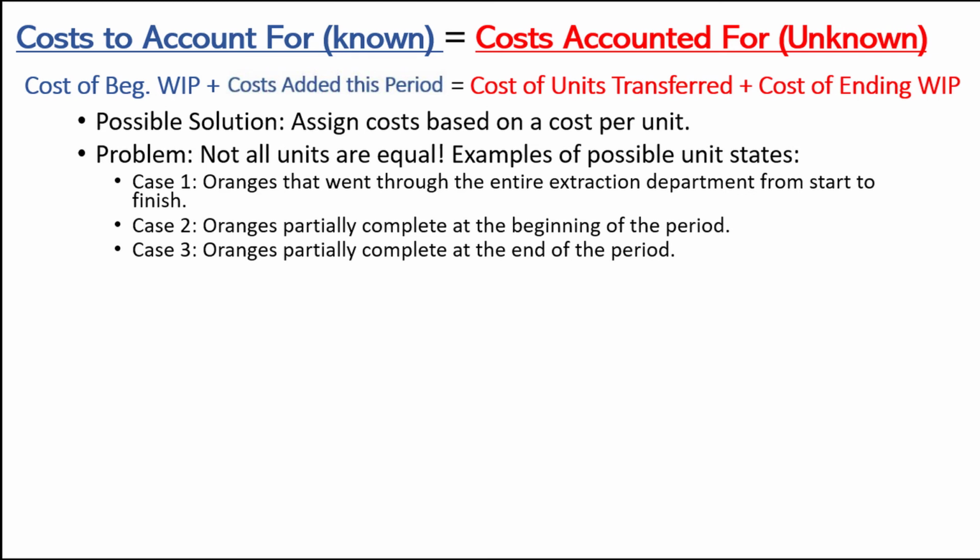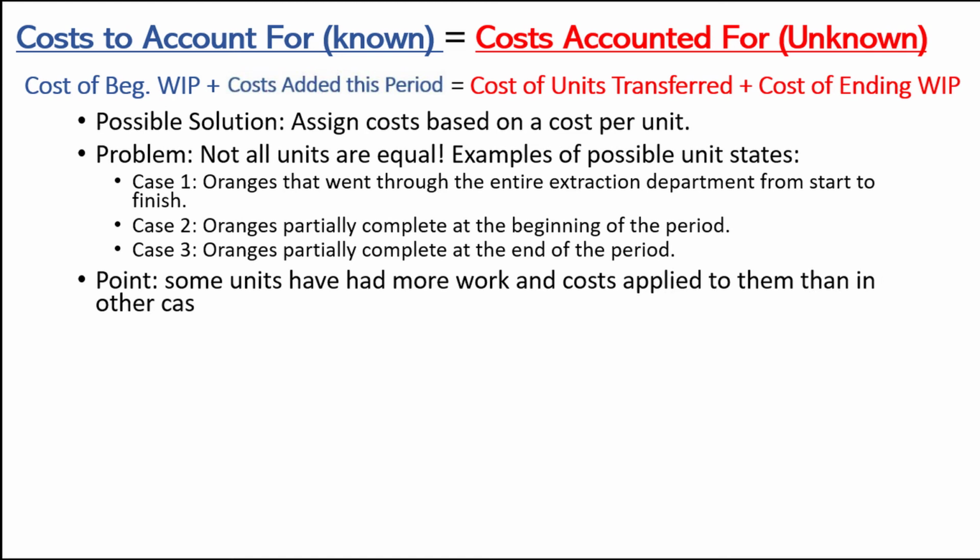In all three cases, we are dealing with a unit, an orange, or you might think of a unit as the required number of oranges to eventually produce a carton of orange juice. But some units have had more work and costs applied to them than in other cases. It wouldn't make sense to treat the oranges that just barely started in a period as the same as oranges that went through the entire department from start to finish. Thus, we introduce the concept of an equivalent unit of production.